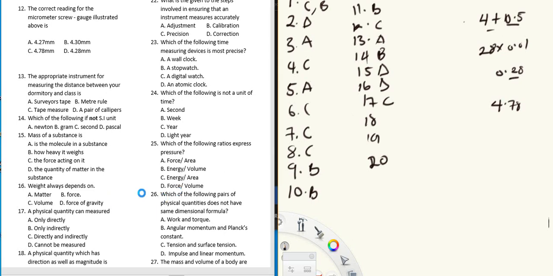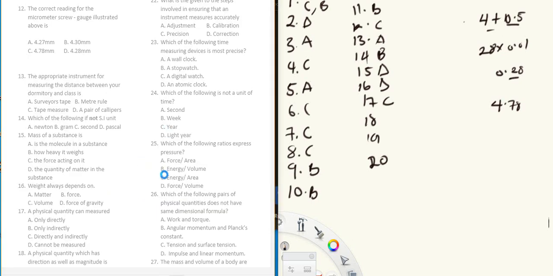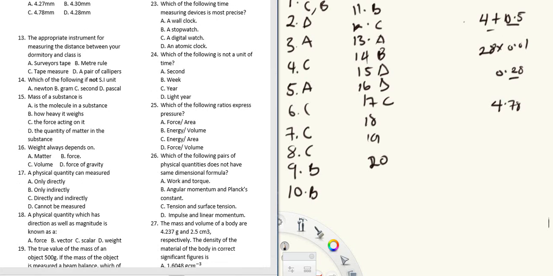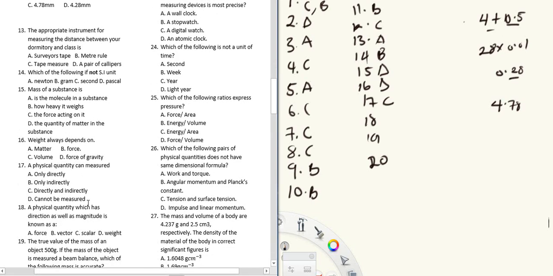And then we go to question 18. The PC is running a little slow. Okay. Question 18. A physical quantity which has direction as well as magnitude is what? You know this, you don't need to think. This one is a vector. A scalar doesn't have direction, but it has magnitude. Weight and force are examples of vectors, but that's not what we are looking for. Okay, so the answer is B for 18.